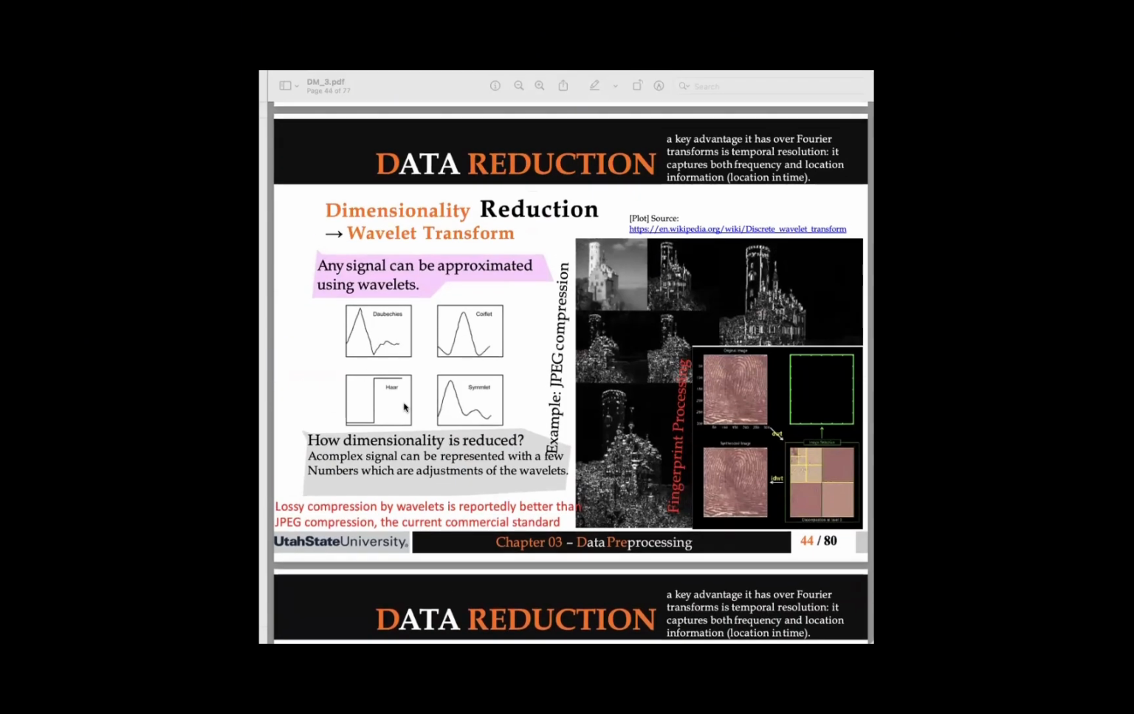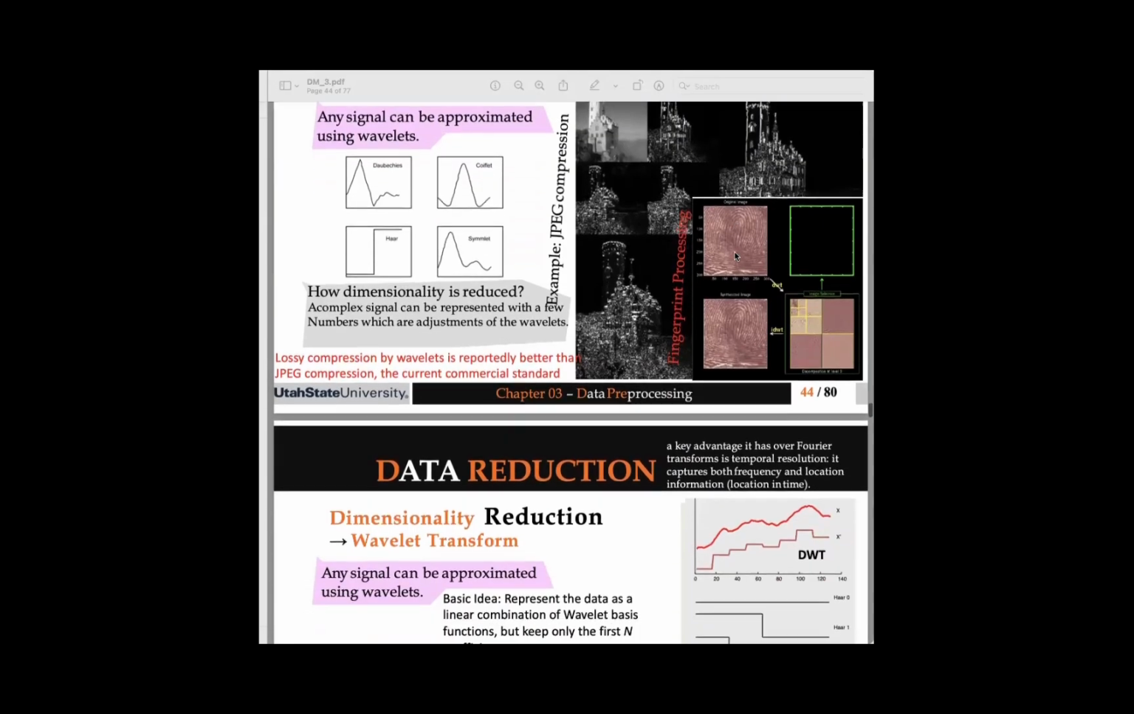quite effective, and they have been widely used in multiple applications. In this particular example that I have in the slide, I believe they are using the Symlet wavelet over here, and feel free to go to this particular resource to read more about that.